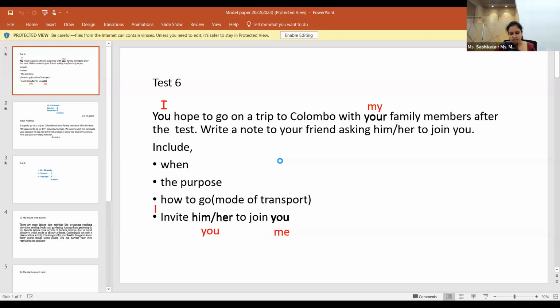I think there are a lot of words here that save you when you are writing your answer. Save some words there. Right. Then I have added when and the purpose, and how to go, the mode of transport.